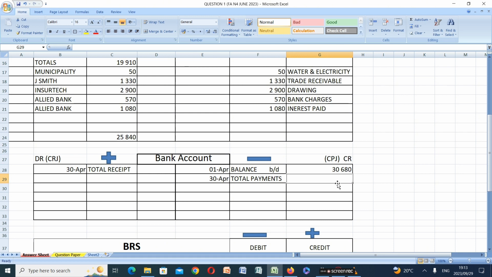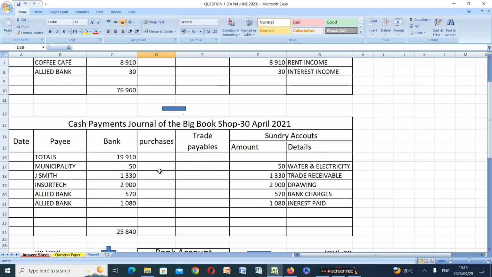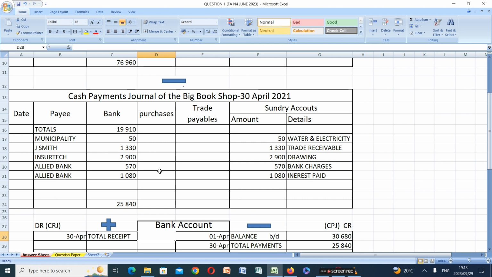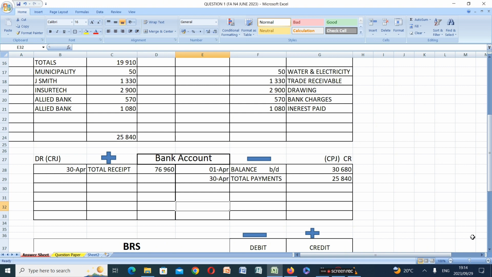It's 225,840. And then our total receipts 76,960, like this. Now we are done recording our total receipts and our total payments.